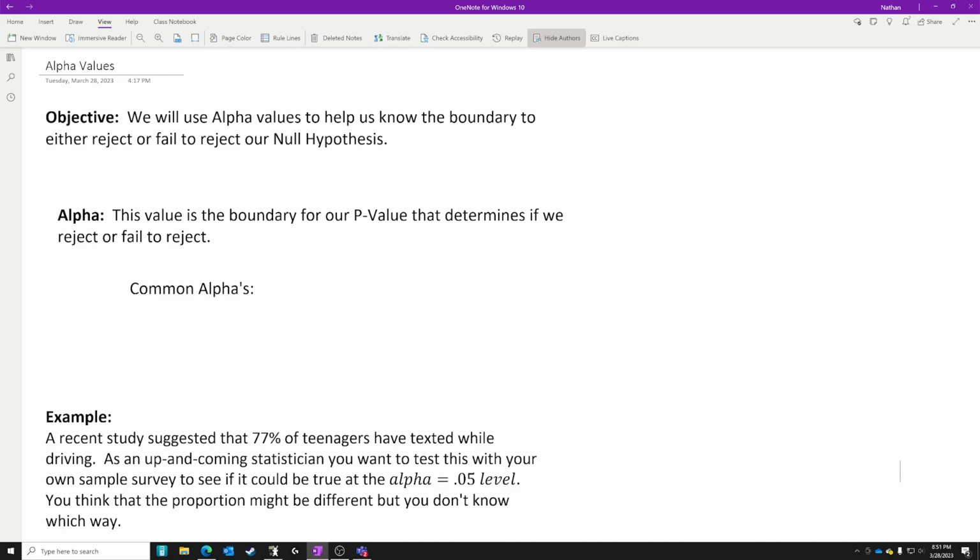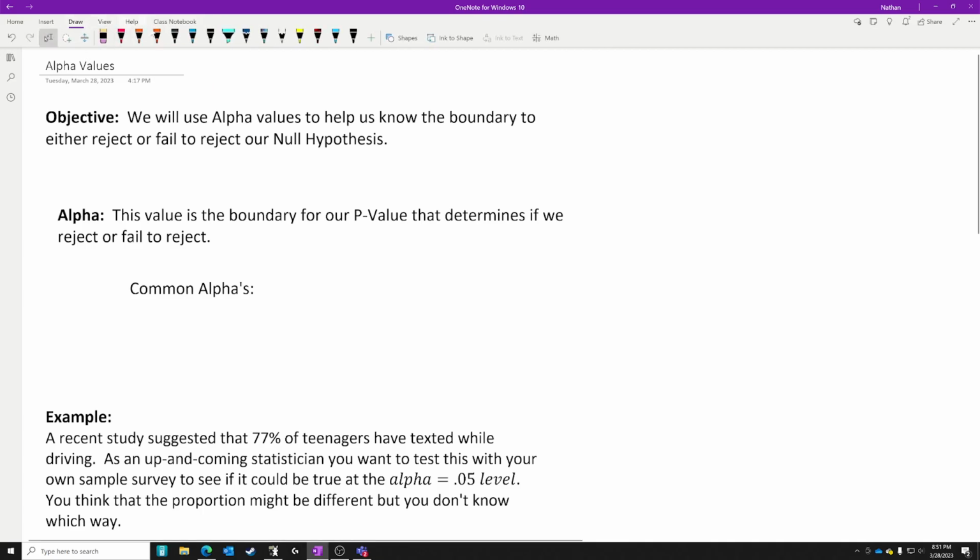lesson, and it's this thing called an alpha value. So we've been doing these one proportion z tests, right? And we get our p-value. And I've been saying if this p-value is too big, then we don't reject the null. If the p-value is too small, we do reject the null. But what's too big and what's too small? Well, that limiting value is called an alpha value.